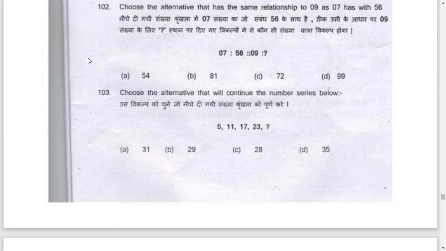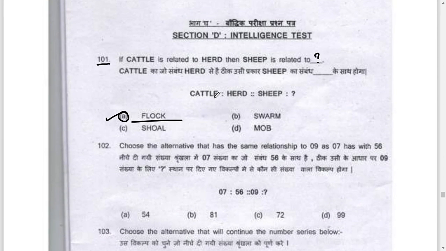Next, choose the alternative that has the same relationship to 9 as 7 has with 56. The question is given here. 7 is related to 56. How? 7 times 8 is 56. Now calculate it for 9. 9 times 8 will be 72. So the answer will be 72. The option C is the right answer here.